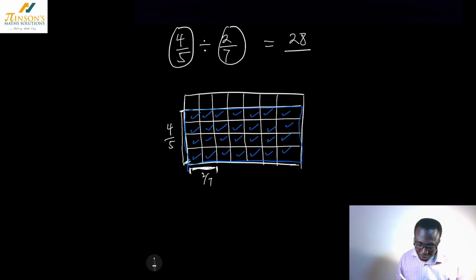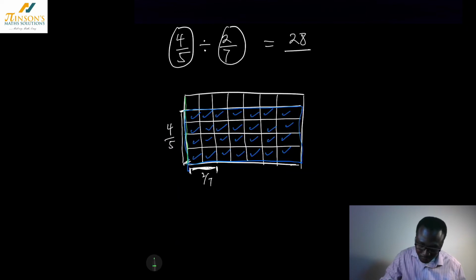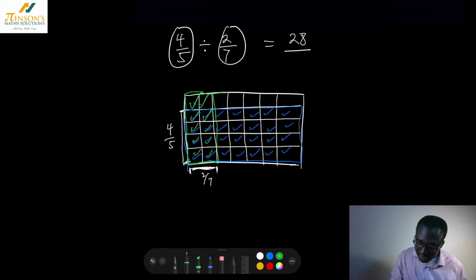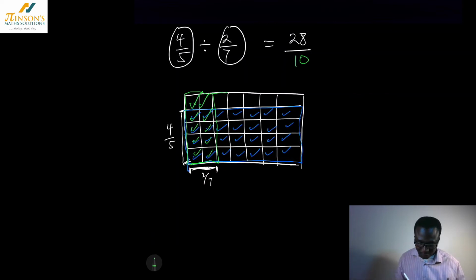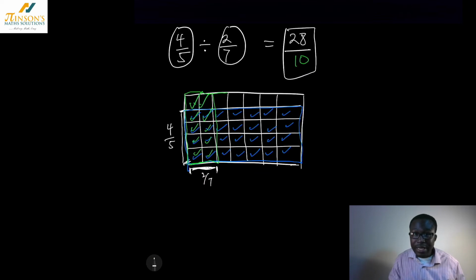Now my 2/7, how many of them are there? So I'm gonna work it out. My 2/7 are from there, there, there. Just this bit there. So 1, 2, 3, 4, 5, 6, 7, 8, 9, 10. There's 10 of my 2/7. They are dividing there, so that is 10 there. So now I could see that I've got 28 tenths, and I can divide or simplify my fraction if I want.